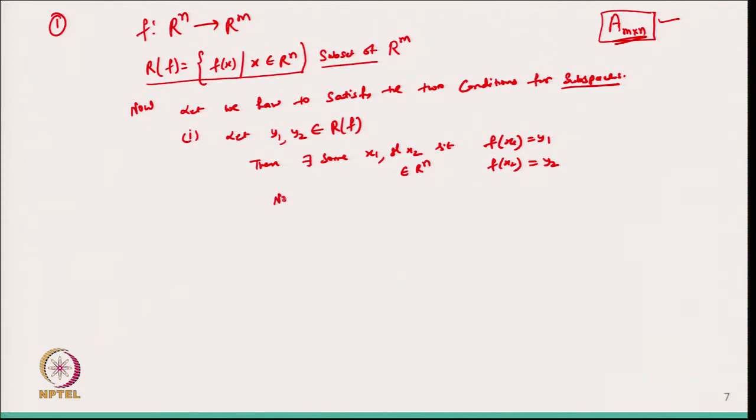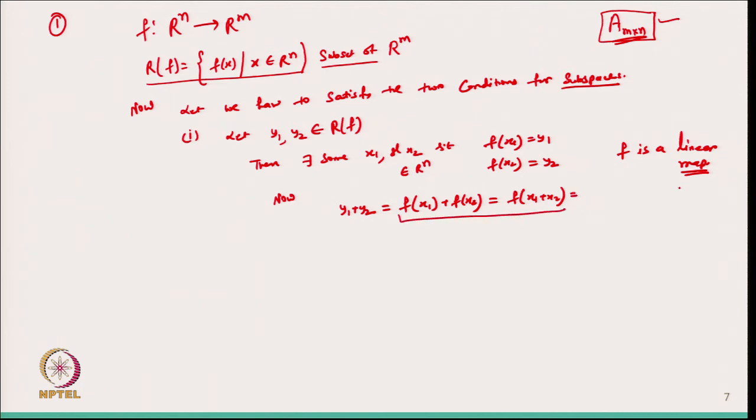Now, y1 plus y2. So, this I want to see where this will lie. So, this can be written as f(x1) plus f(x2), and this can be written as f of x1 plus x2, because f is a linear map. So, it is a linear map or linear function. So, this is the property of the linear map.